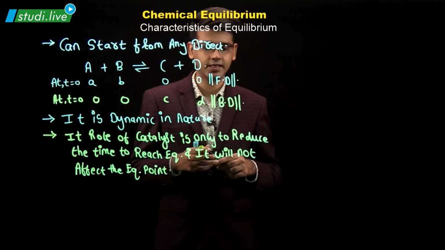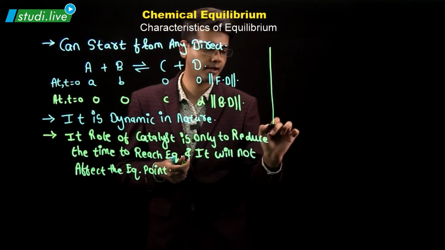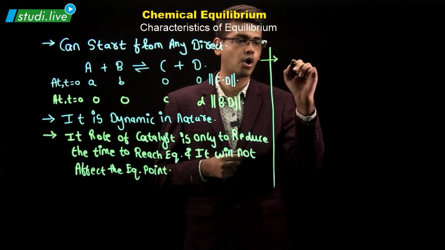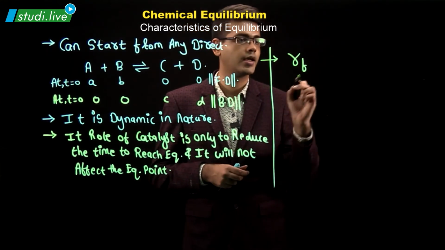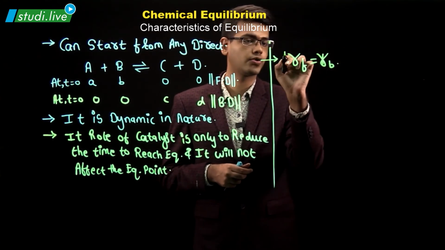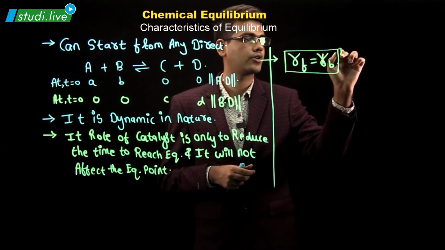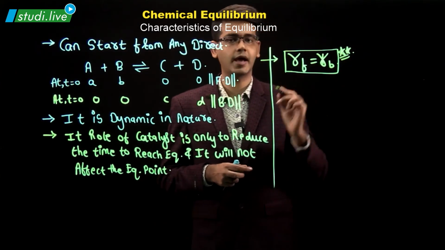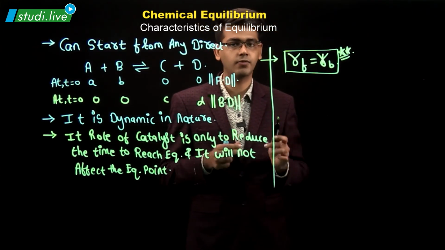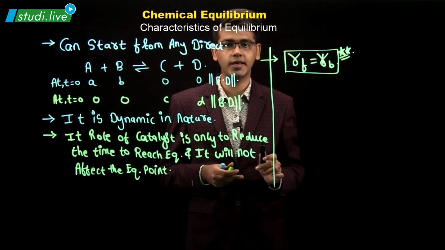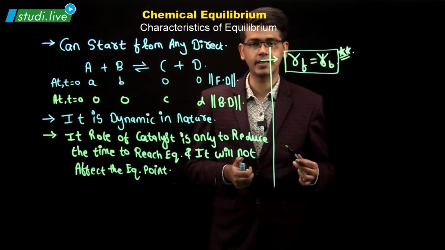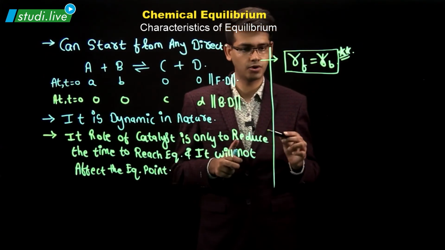Next, some more characteristics. One we have previously seen also, that at equilibrium the rate of forward reaction is always equal to the rate of backward reaction, not only at the point of equilibrium but also after the equilibrium point has been reached. After that also the rate will be equal. If the rate is not equal after the equilibrium point, whether there is an increase or a decrease, we say the equilibrium point has been lost.